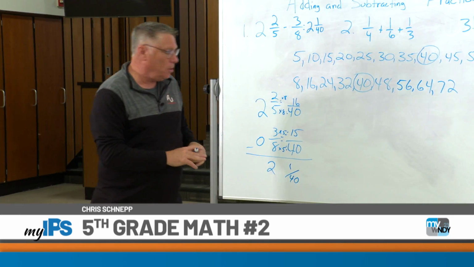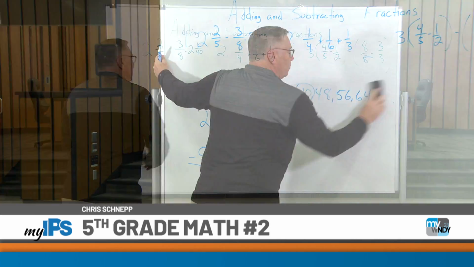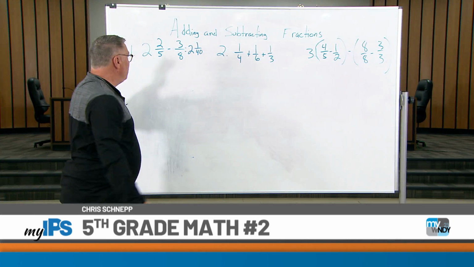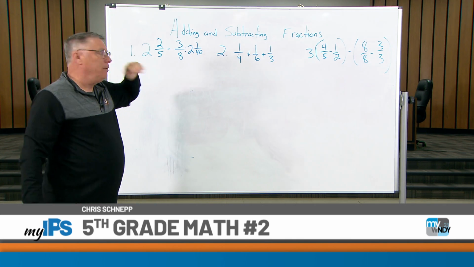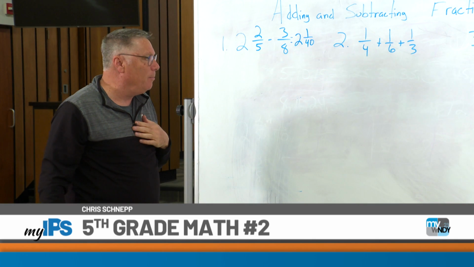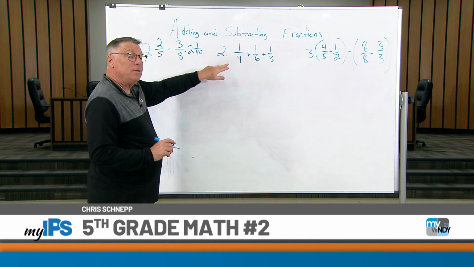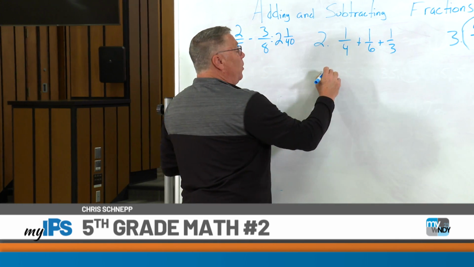Now let's go ahead and give number 2 a shot. There's 3 problems. You said, Mr. Schnepp, with 2 of them it was easy. You find the least common multiple. What are we going to do with 3 numbers? Well, that's what I want to tell you. Same process. We find the least common multiple.